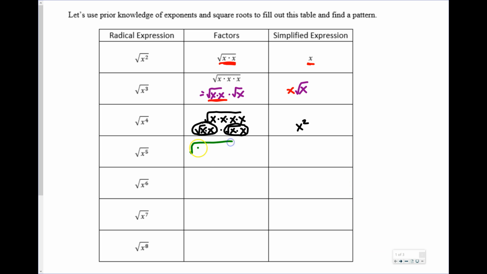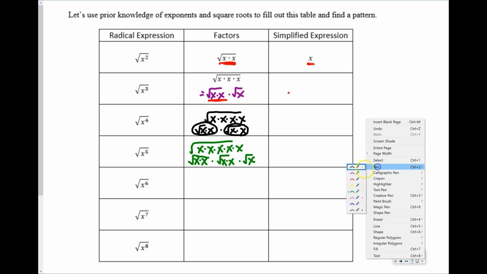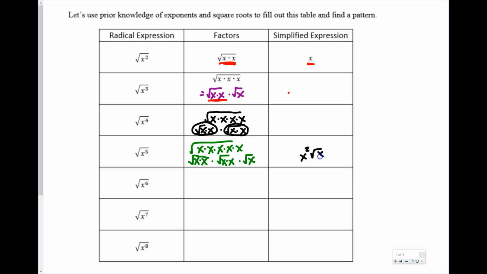Square root of x to the fifth is 5 x's, which breaks into 2 of these times 2 of that plus 1 left over, which gives us x squared plus 1 left over. In fact, I have an idea here. I'm going to rewrite these in all one color, because I think that'll help us see the pattern a little bit easier. This is x squared square root of x. This is x squared. This is square root of x. Okay. The next one is x to the sixth. That's 6 x's, which breaks into an x, and an x to give us x to the third.